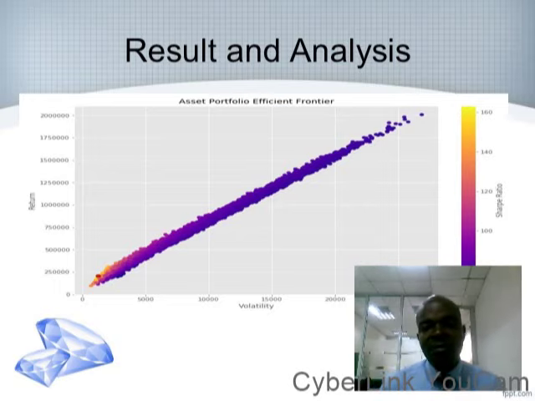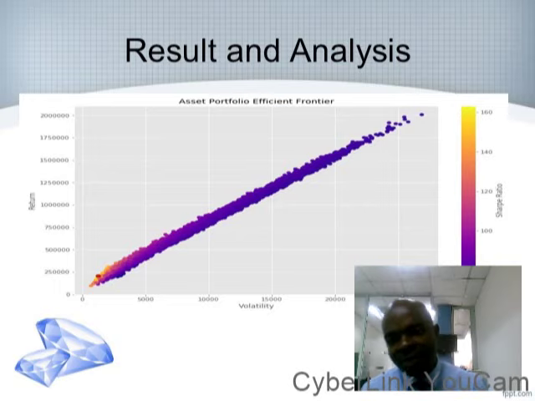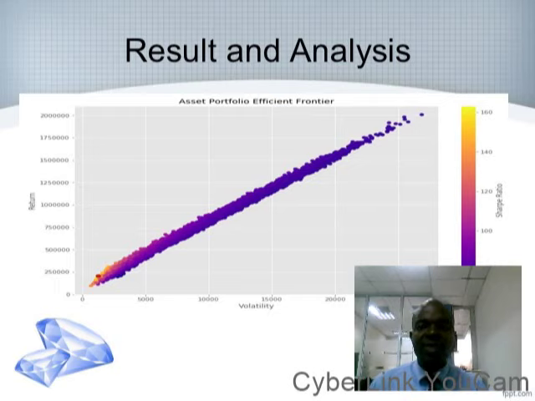The graph of our asset portfolio efficient frontier shows volatility between 0 to 25,000 and Sharpe ratio, while our return is computed on the other axis. It is based on this that we're able to compute our optimum weights.